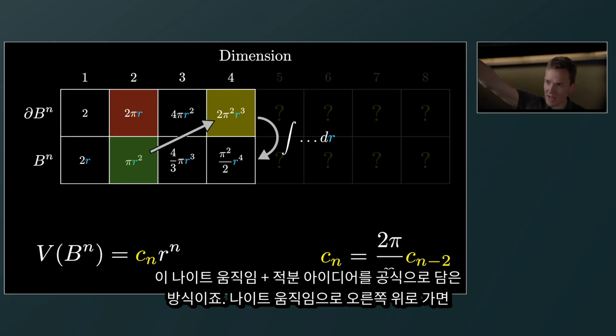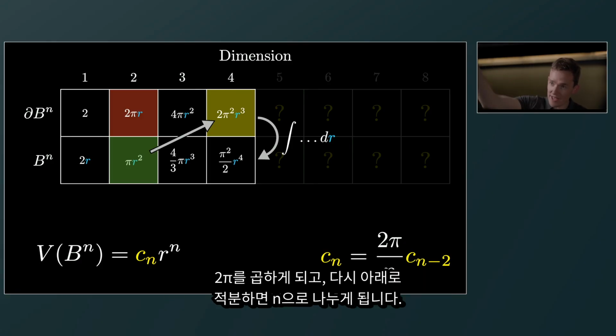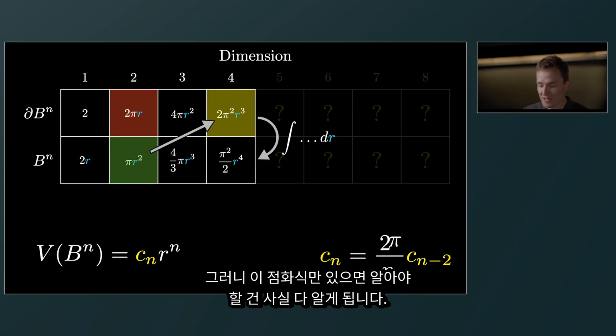You take a Knight's move to get up and to the right, that multiplies you by 2 pi, and then you integrate to get down, that's going to divide you by n. So if you have this recurrence relation, it kind of tells you everything you need to know.